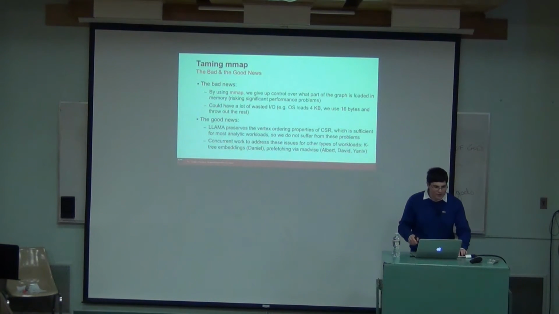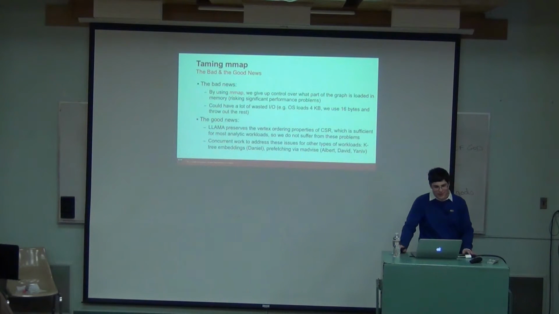But you can misuse a map pretty badly, because by using memory mapping, you give up control over what part of the graph is in memory at any given time. That means if the operating system and you disagree about what should go into memory next, you risk significant performance problems. You can also end up with a lot of wasted I/O. For example, the operating system decides to load some 4 kilobyte chunk, we use only 16 bytes of it and throw out the rest. So we end up with a very inefficient system.